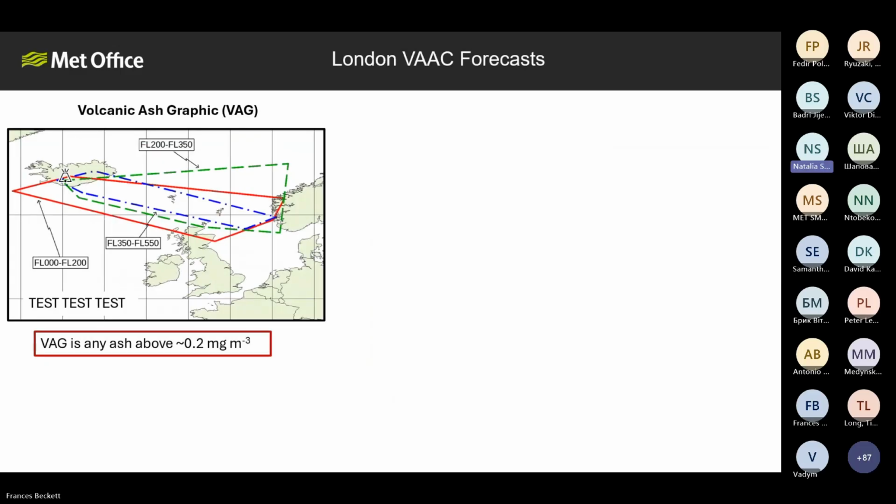Okay, so we're several hours into the eruption, and we have plenty of ash in the atmosphere. On the left-hand side of your slide now, you can see the volcanic ash graphic that will be generated for this event. This is generated from our modeling, from our forecasting system, and it indicates the location of any ash above 0.2 milligrams per meter cubed.